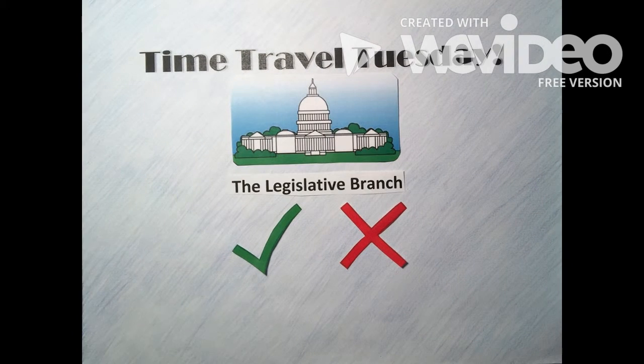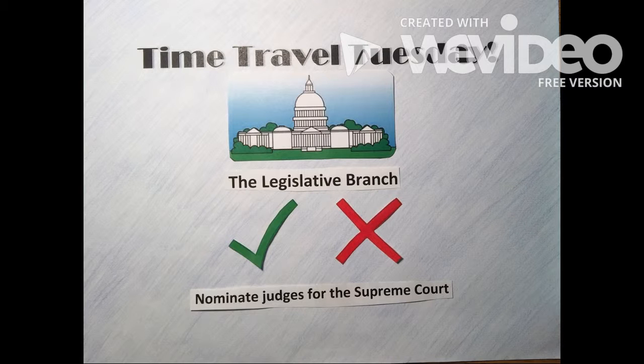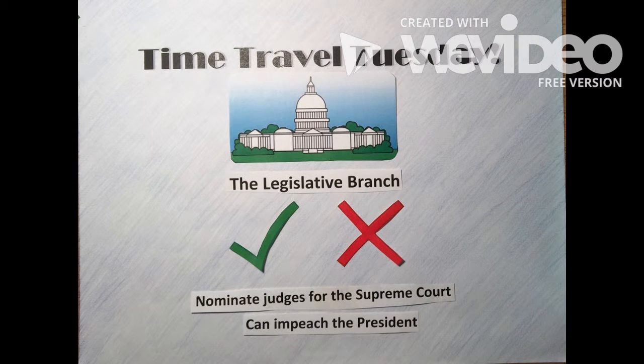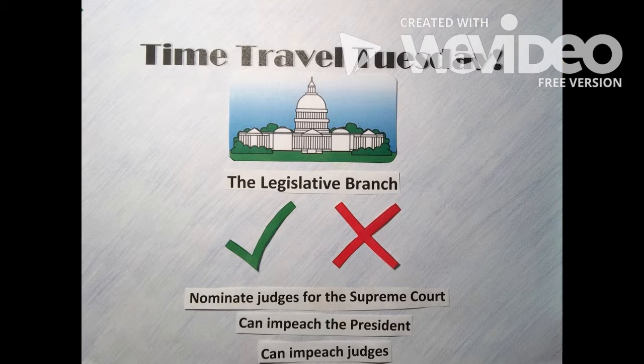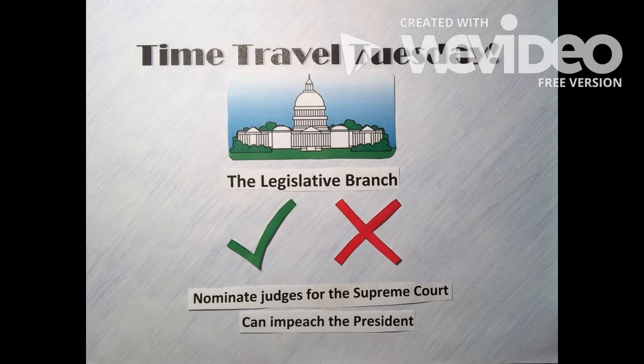The legislative branch is able to check the judicial branch by nominating judges for the Supreme Court, and they can also impeach judges. They are able to check the executive branch by the power to impeach the president. To impeach means to remove from office.